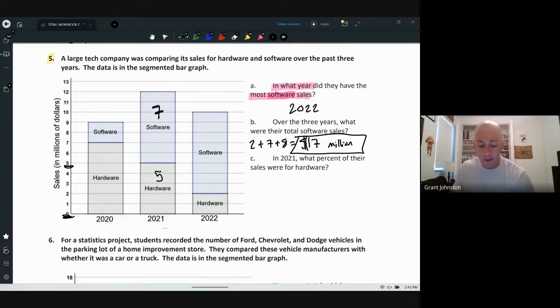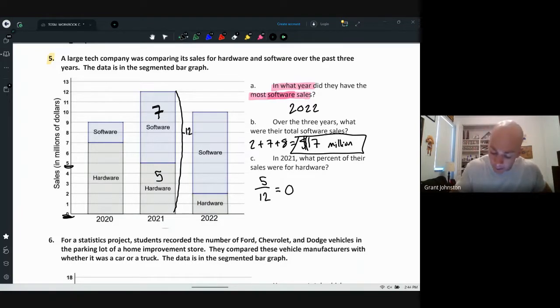Okay, so what did it ask for? What percent of their sales were for hardware? Okay, but there's a total of 12 million in sales. So for hardware, 5 out of the 12 were for hardware. So less than 50%, right? And you can tell by looking at it, less than half of their sales were for hardware. So 5 out of 12.